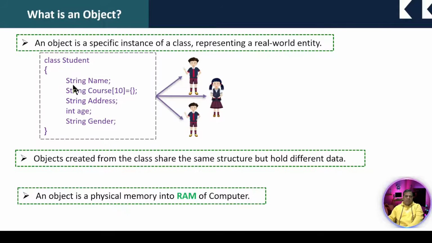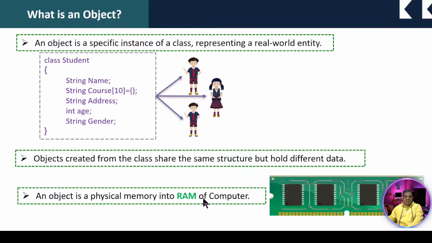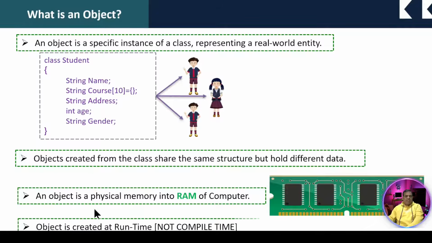Basically, once you create an object of the class, this student class which you have created, it is physically available in the RAM of the computer, not the hard disk. And this object is always created at runtime, not compile time.